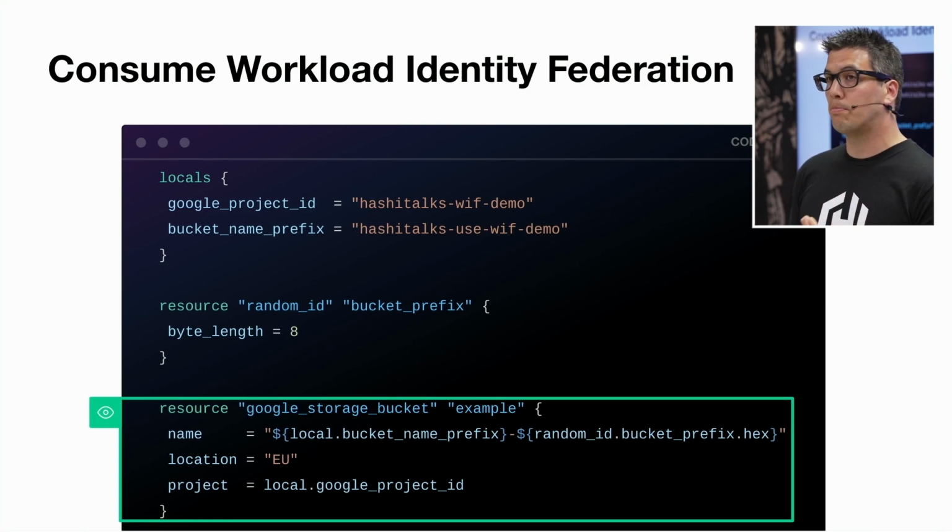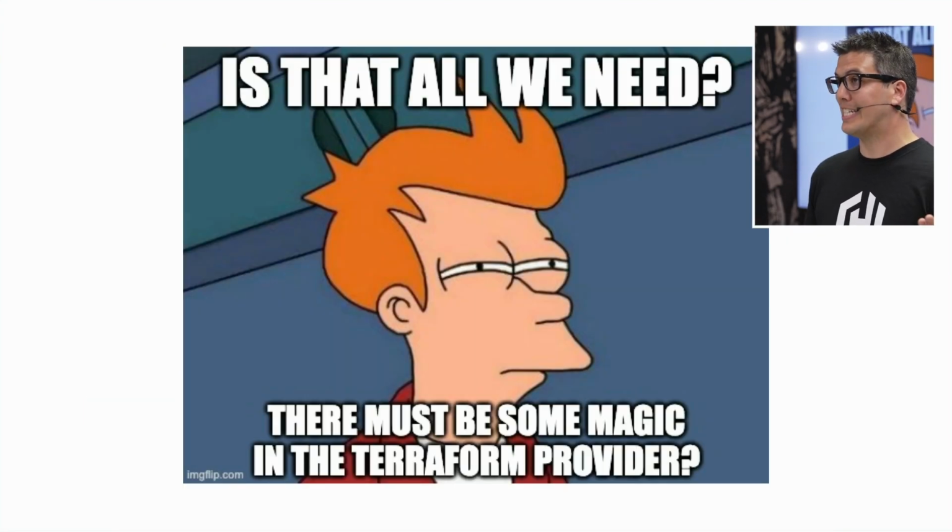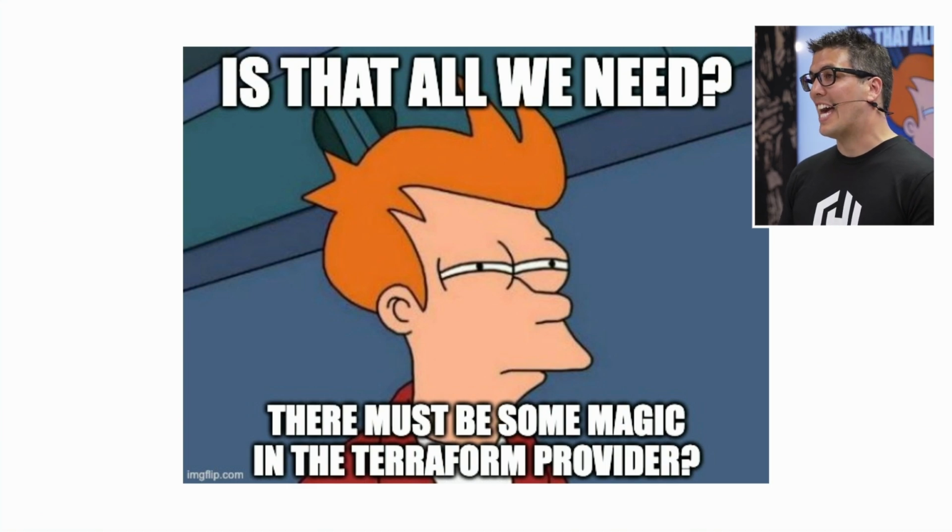Again, we define the Google Cloud Project ID, the bucket name, and the prefix we want to use, because they need to be unique, of course, within Google Cloud. I have a little randomizer of the ID, just to make sure it is unique. And then, of course, the most important part, we're actually creating the Google Cloud Storage bucket, the naming convention, the region, and of course, referring back to the Google Cloud Project ID where we want to create it. And that's actually it. That's how we can consume and use Workload Identity Federation in a different workspace within Terraform. So you can imagine, is that all that we need, right? There must be some magic in the Terraform provider. Well, let's take a look, right?